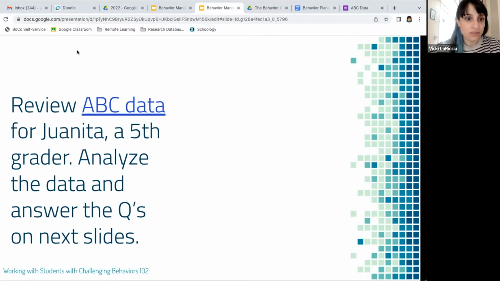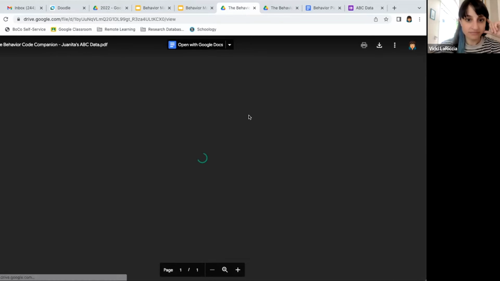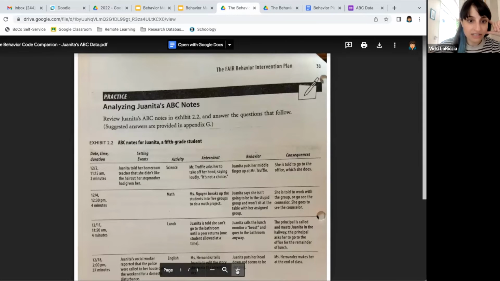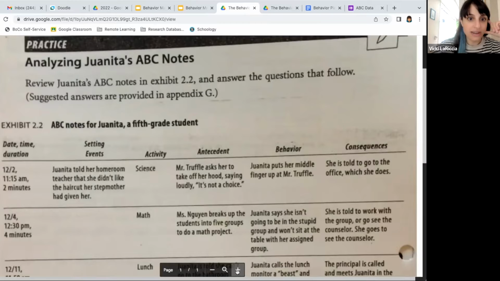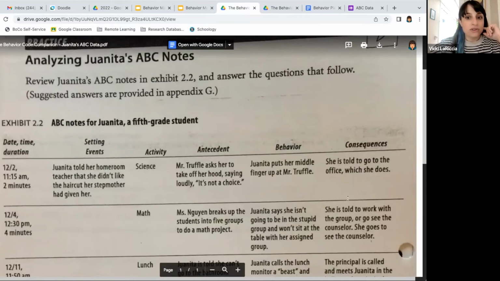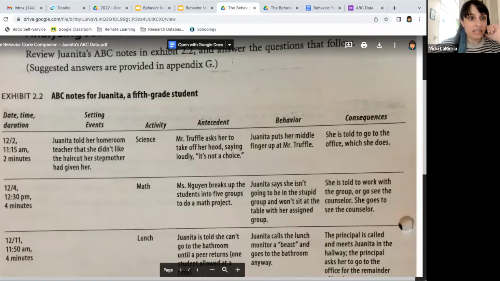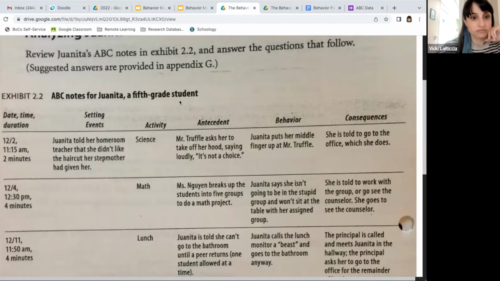All right, so now we will open up Juanita's data, and I'd love for other people to help me read. Thanks to those that helped with Stan with the reading. And I'll zoom in. Okay. So who would like to read the first data point, which happens on December 2nd? All right, Moniz, I will turn on your mic. Thank you.